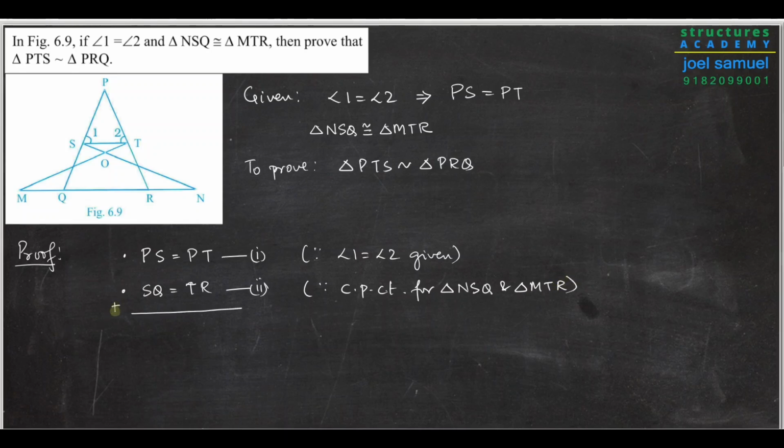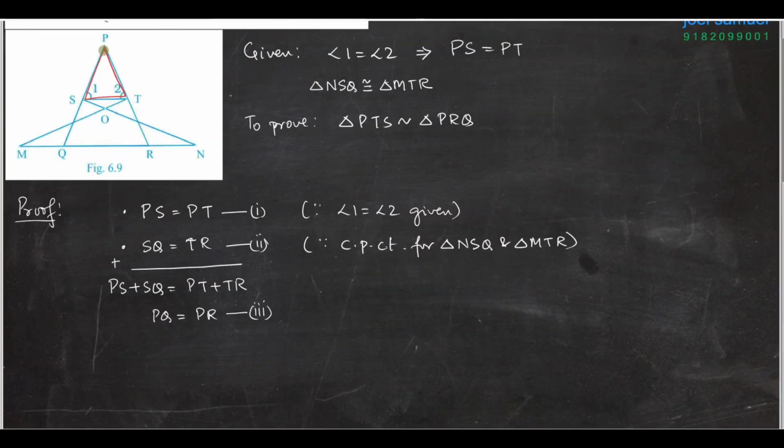Now if I add both of these equations, I get PS plus SQ, which is equal to PT plus TR. This gives me PQ is equal to PR. Let's call this equation number 3. In order to prove these two triangles similar, what I'm going to attempt is to show that this side and this whole side bear the same ratio as this side and this whole side, and then I would be able to invoke the SAS rule of similarity for the two triangles to be proved similar.